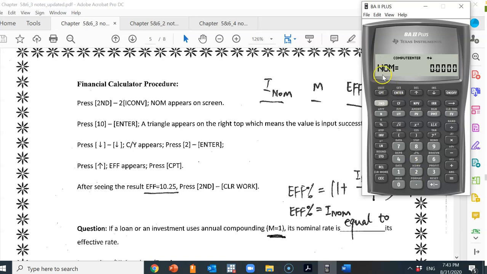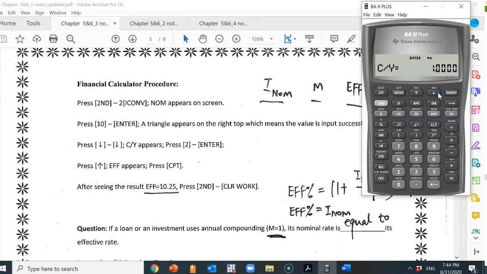We can see that NOM appears on the screen. We can either compute it or enter it, as the instruction says. Here we know the nominal rate is 10%, so input 10 and enter as the nominal rate. A triangle appears, meaning it's input successfully. Down button, we see EFF. This is what we're going to compute later.